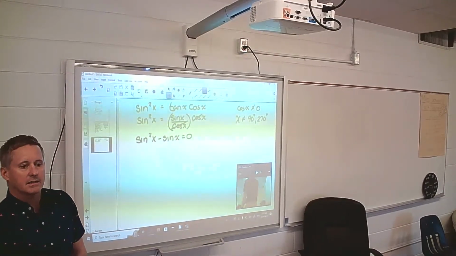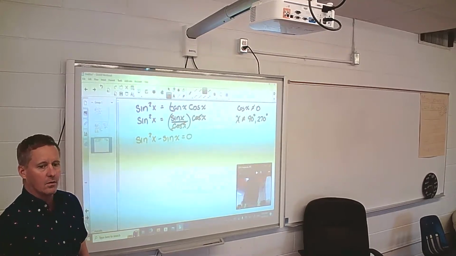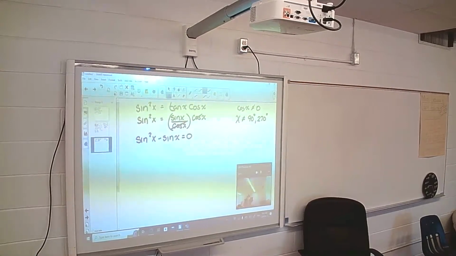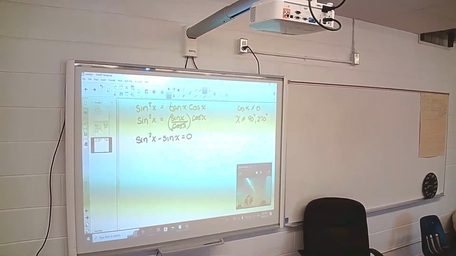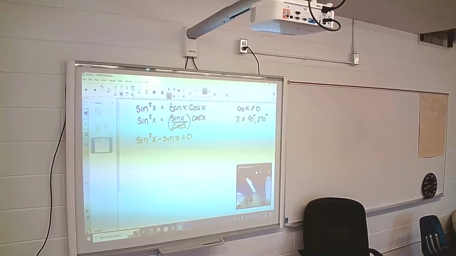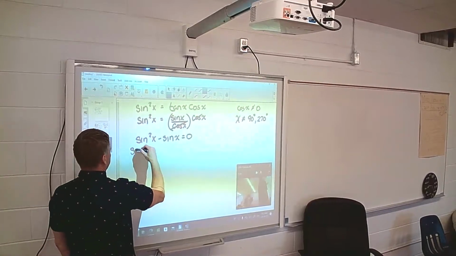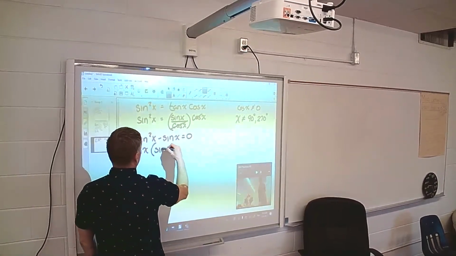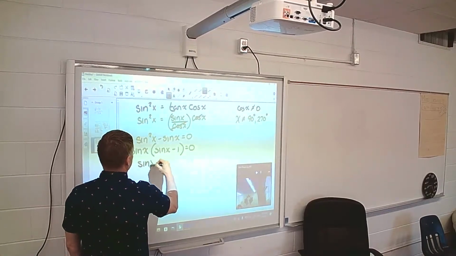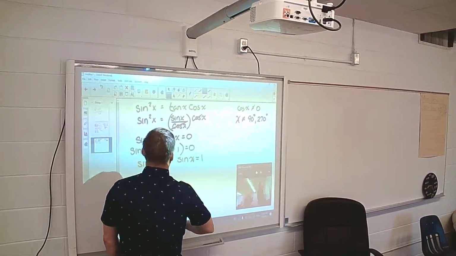No, because sine x isn't a perfect square. Do you have to change the identity of sine squared? No. Don't overthink the question. I already did my identity. My identity was sine over cos, correct? That was the identity part of it. So now what am I doing? Factoring. So I have sine x times sine x minus 1 equals 0. So sine x equals 0 and sine x is equal to 1.